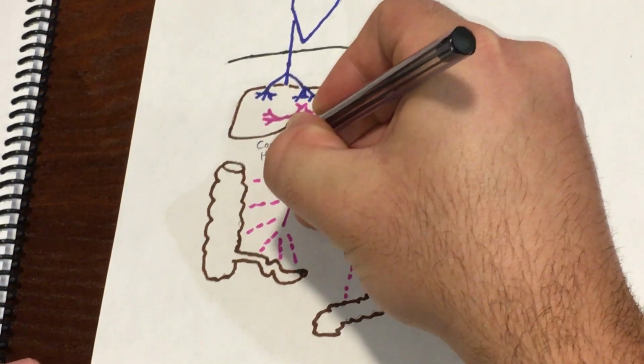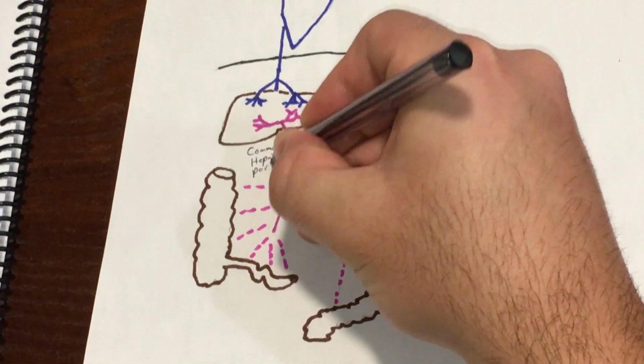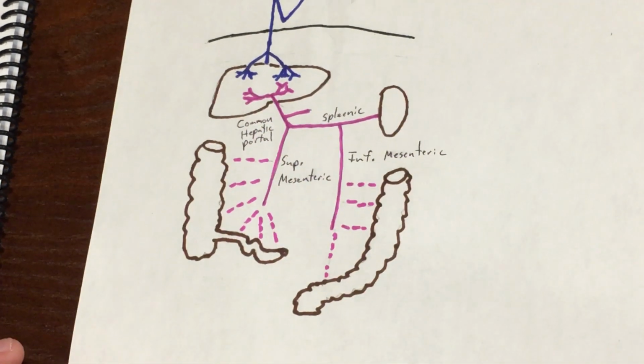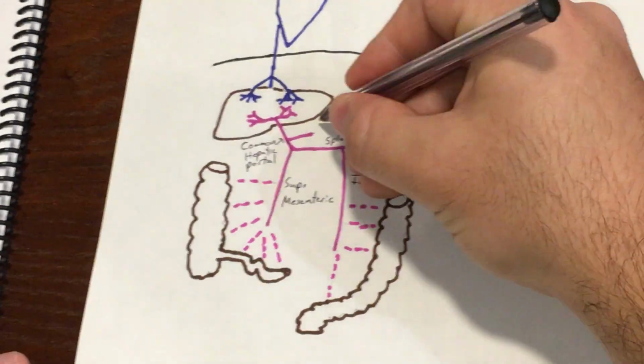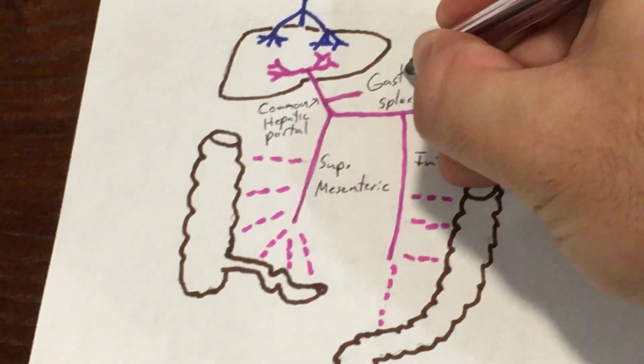hepatic portal vein. Okay. That's this one right here. This other one that's coming into it is the gastric vein coming from the stomach.